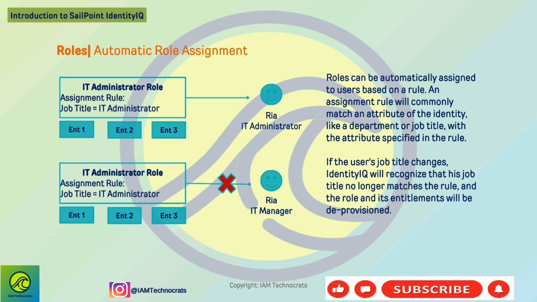Let's see the diagram on the left. Currently, Ria is an IT administrator, and on the basis of her current job title, she has the IT administrator role, which has three entitlements: ENT1, ENT2, and ENT3. She has moved to a new role now with the job title IT Manager, and Identity IQ sees that her job title has changed, and it deprovisioned the IT Administrator role for her.